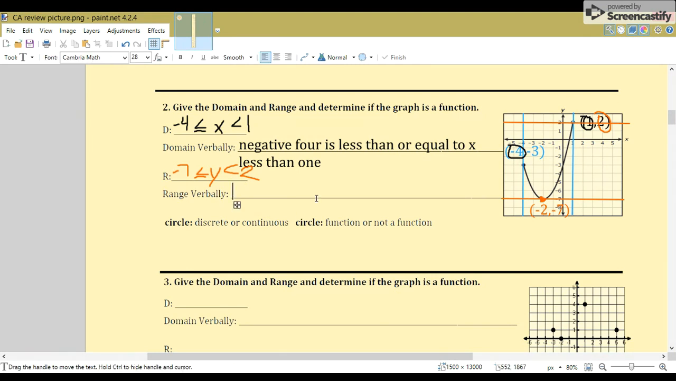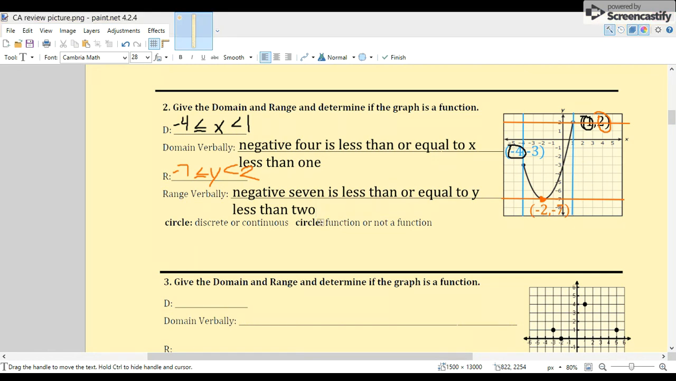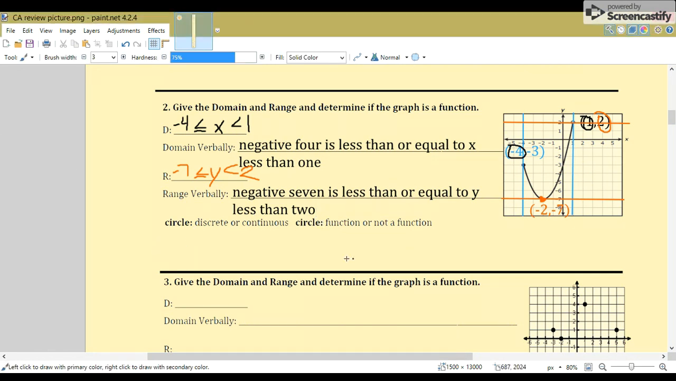And then let's write in our verbal description. We have -7 is less than or equal to y less than 2. This is a contiguous graph because it has at least one curve or one line. This is a function because it passes the vertical line test. None of the x's repeat.